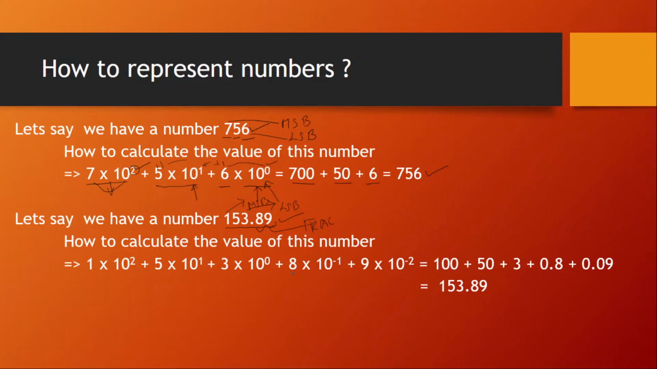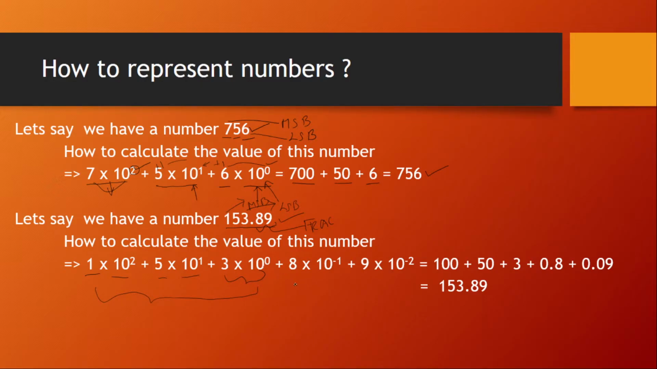So let's start from the least significant bit first. I have the least significant bit here, so that is 3 into 10 power 0. Then I have the next bit, that is 5 into 10 power 1. Then I have the last, the most significant, that is 1 into 10 power 2. So this will give me the integer part or the mantissa part.